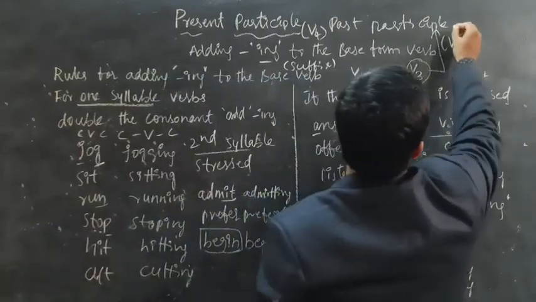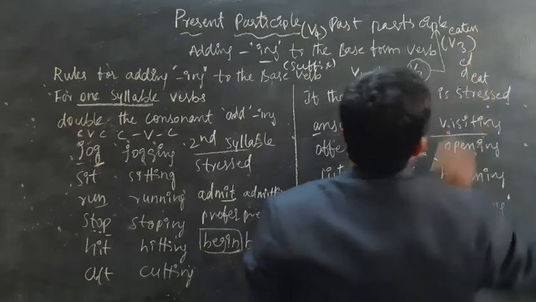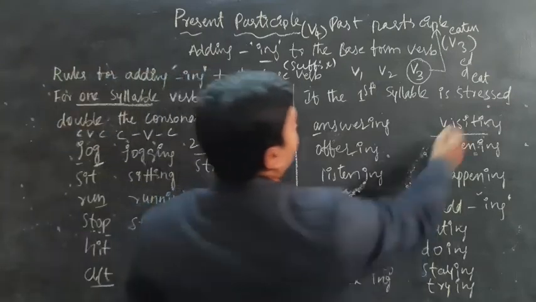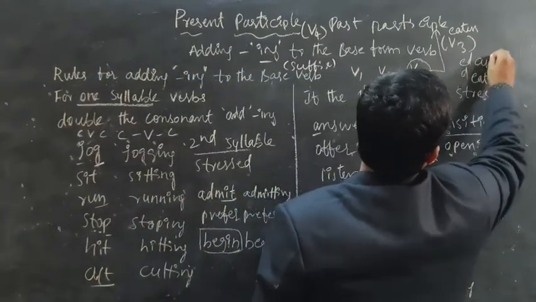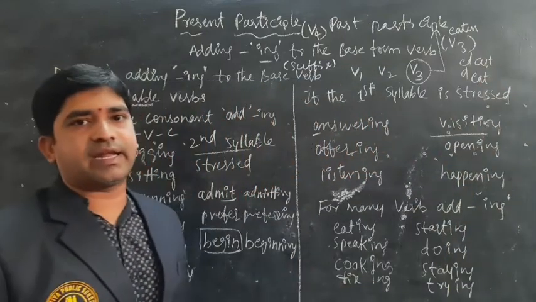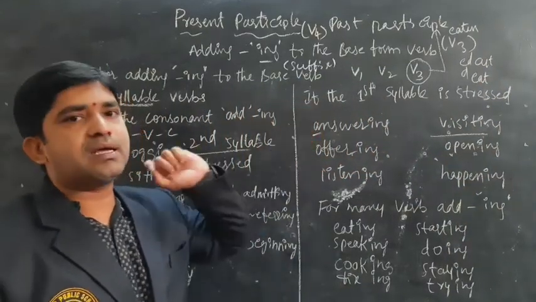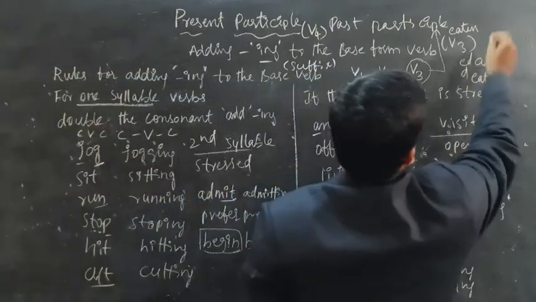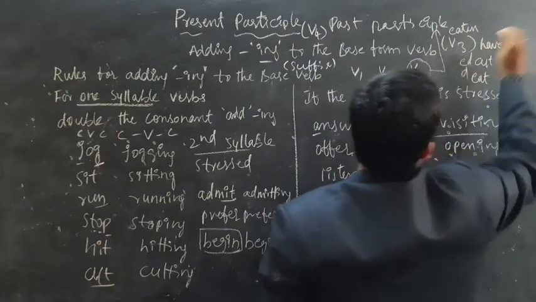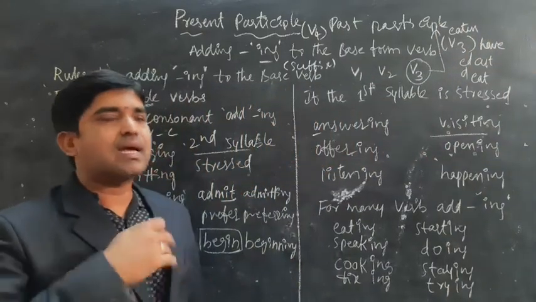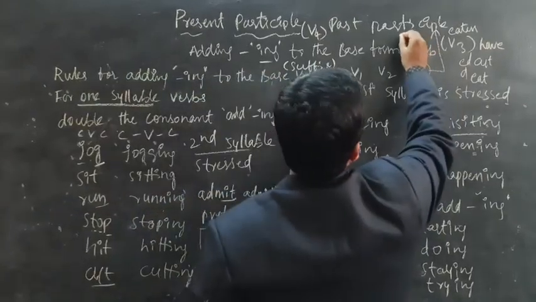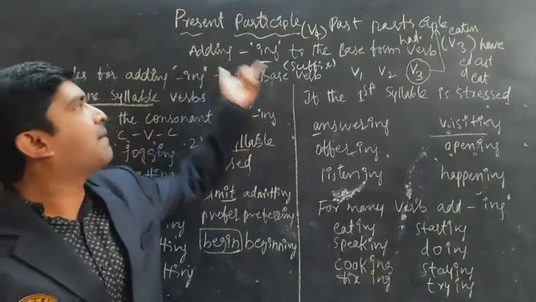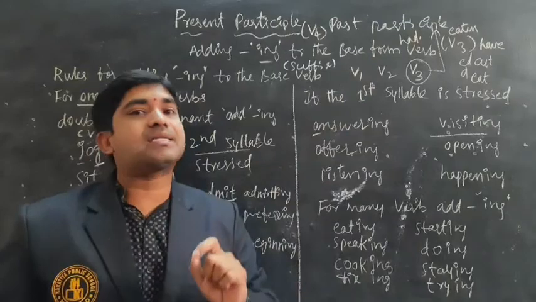The V3 form is eaten. If you take the example of cut: cut, cut, cut. All the forms are the same, whether it is in the present tense, past tense, or future tense. Take the example of have: have, has, had. As a participle, we use had. And this is the difference between the present participle and the past participle.